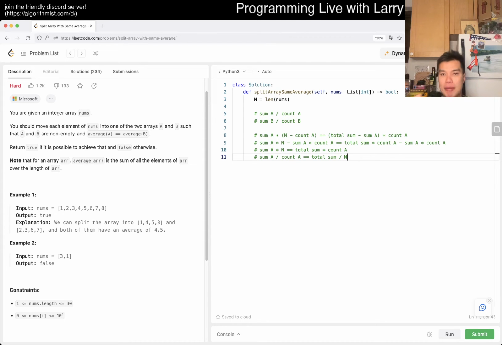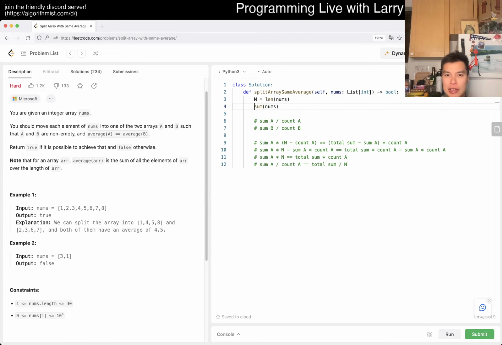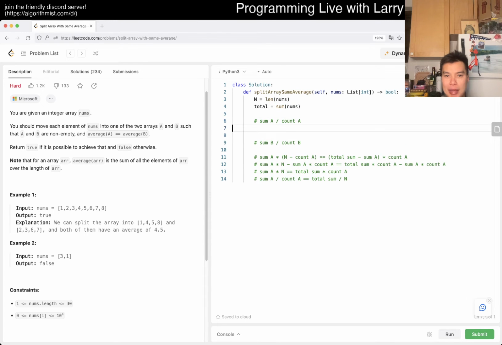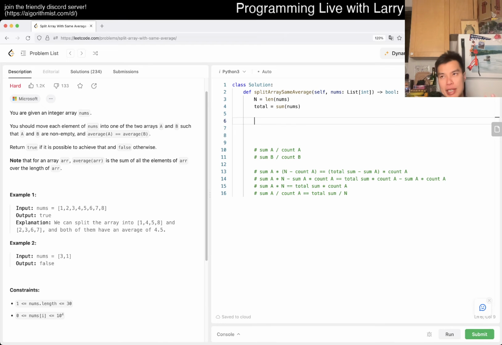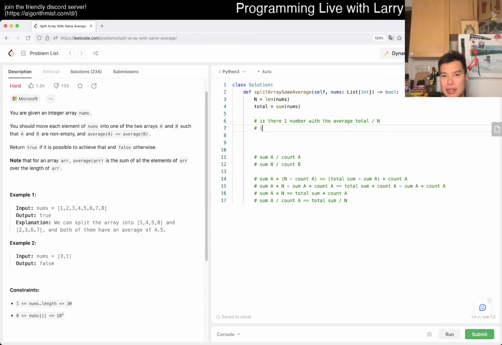So now it becomes a different thing, right? Because now we have total equals sum of nums. Then what does that mean? That means that we can try, there's only 30 numbers, right? So we can try, if this is 1, then we know what sum A needs to be. If this is 2, we know what sum A needs to be, and so forth, right? Basically we can say, is there one number with the average total over n? Is there two numbers with the, and so forth, right?